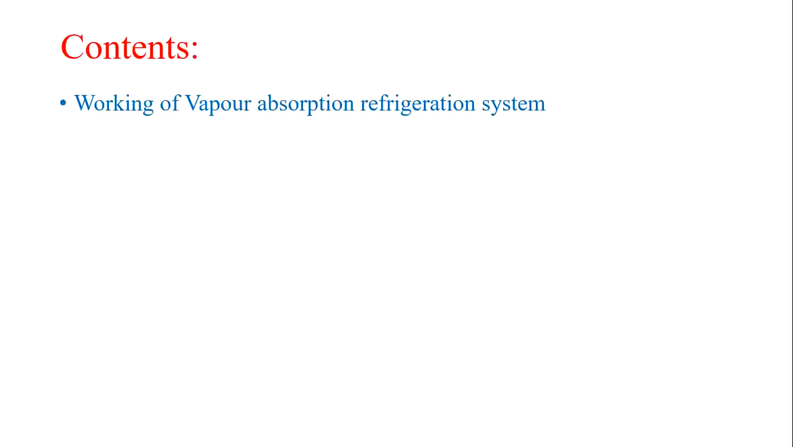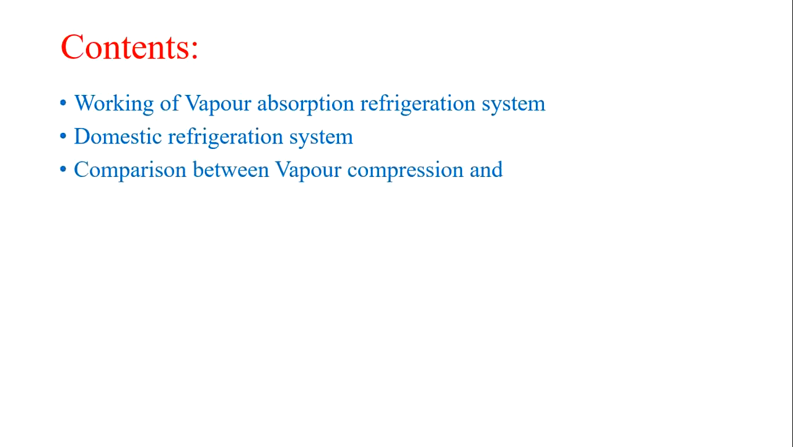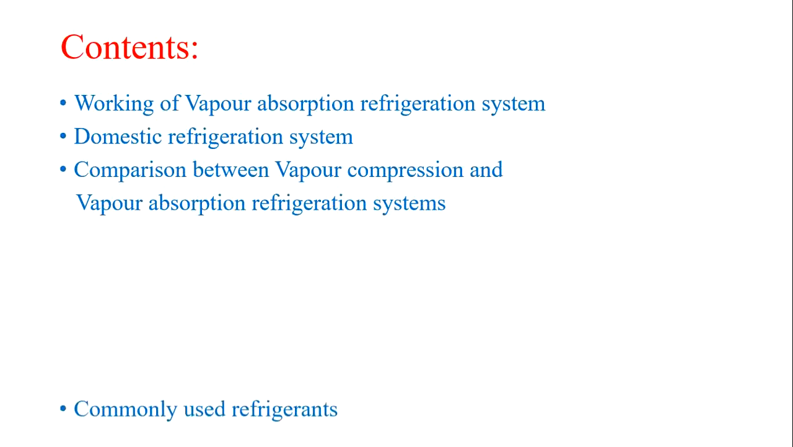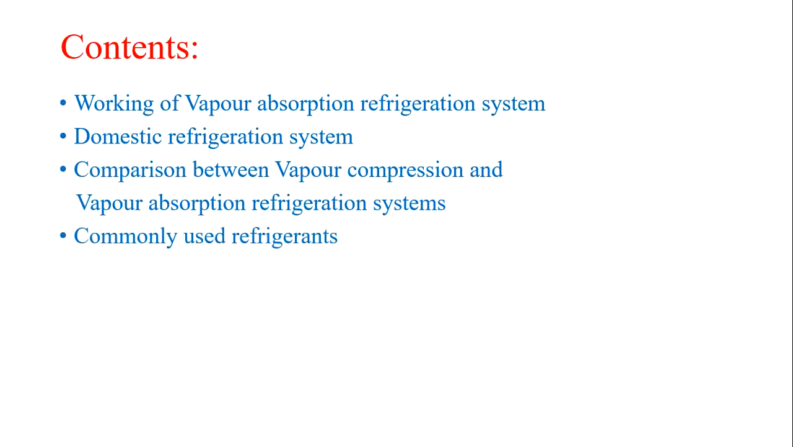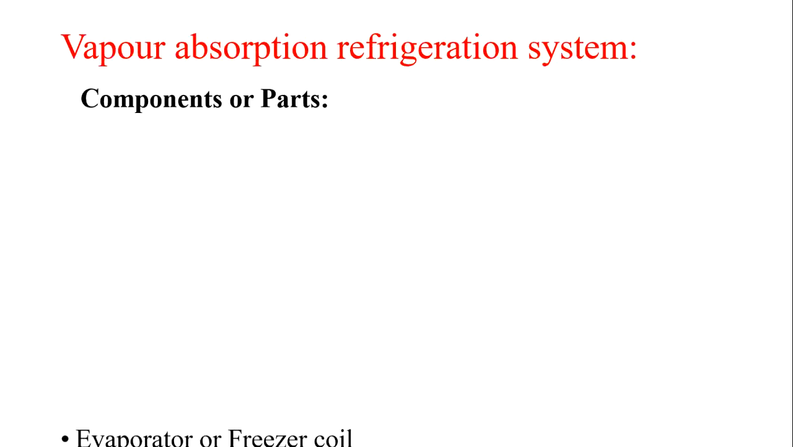Contents to be discussed in this presentation are working of vapor absorption refrigeration system, domestic refrigeration system, comparison between vapor compression and vapor absorption refrigeration systems, commonly used refrigerants, air conditioning system, room air conditioner. Let us look into vapor absorption refrigeration system.